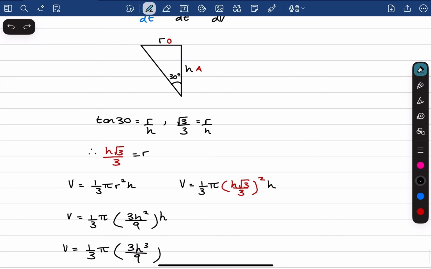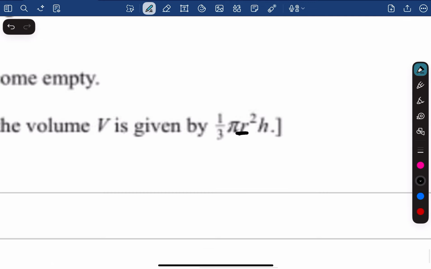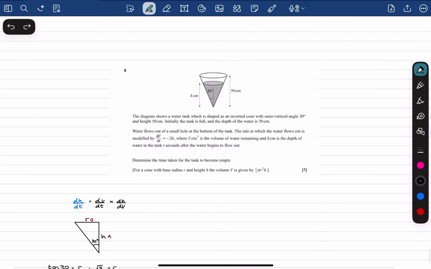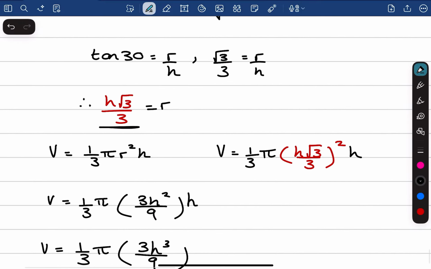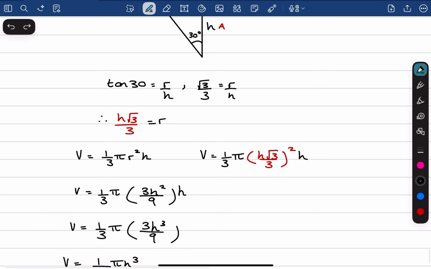Now, the reason why we needed to do that is because of this information here, which we got given as well. The volume of a cone is equal to a third πr²h. You should notice that we have r squared and we have h, and we don't want that. We just want it in terms of h because we're trying to find dh/dt. So what we do is sub in this value into r squared. So V = a third πr²h is the same as V = a third π, then sub in that value of r, and then multiply it by h.